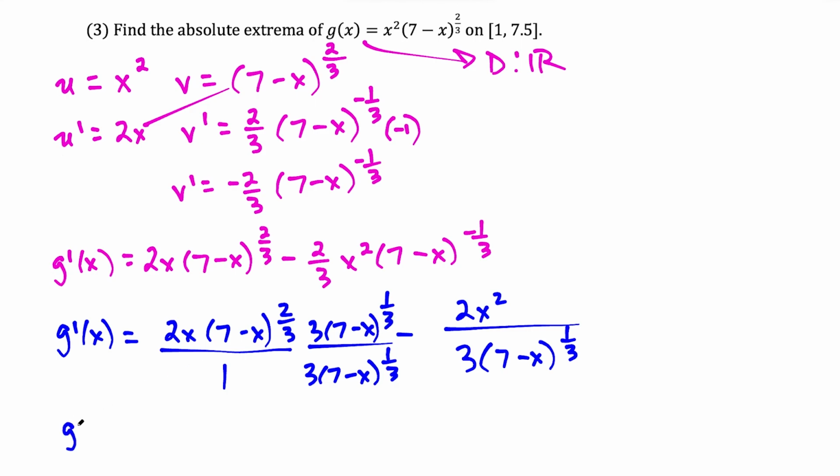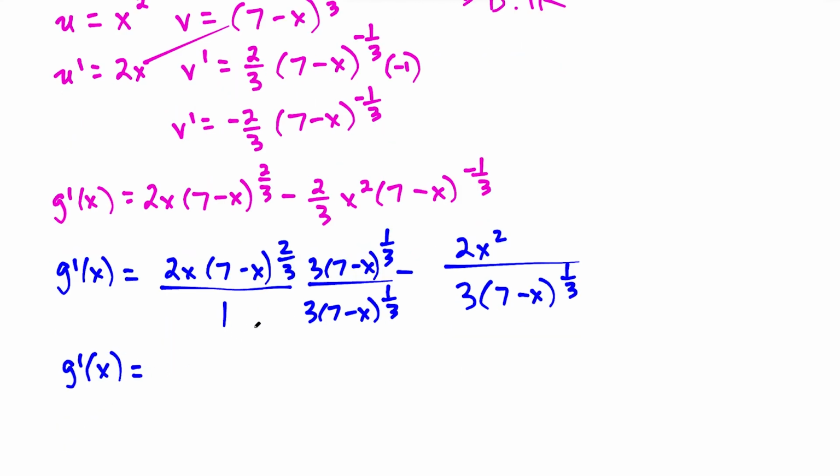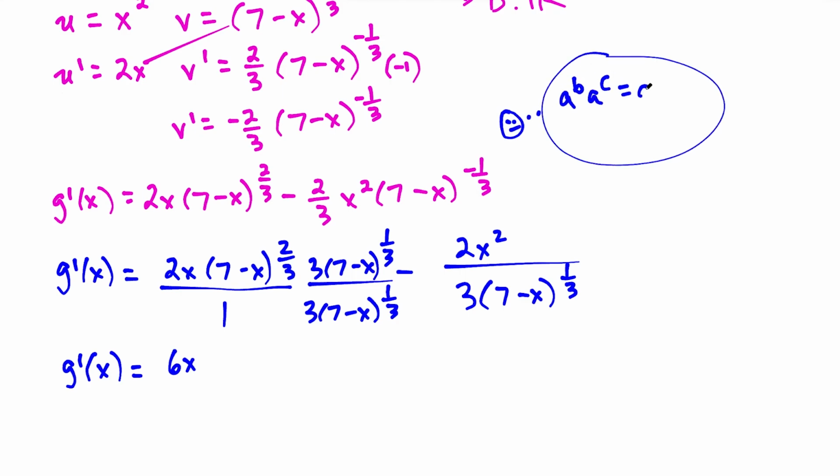And now in the next line, g prime of x is equal to 2x times 3, which is 6x, and then we have 7 minus x to the 2/3 times 7 minus x to the 1/3. What I'm thinking here is the law of exponents. When you multiply a to the b times a to the c, this is a to the b plus c. So we're doing 2/3 plus 1/3, which is 3/3, and 3 over 3 is equal to 1. So we could say this is 6x times 7 minus x to the first, but an exponent of 1 doesn't do anything, so I could just say this is 6x times 7 minus x. I don't have to write the power 1 on the outside.